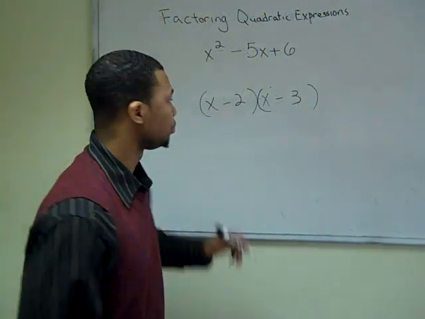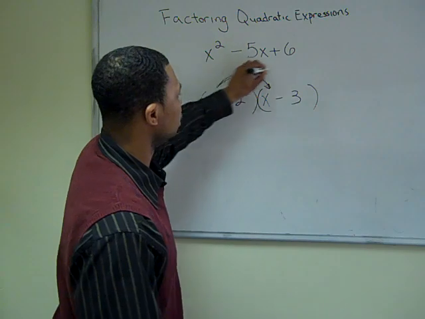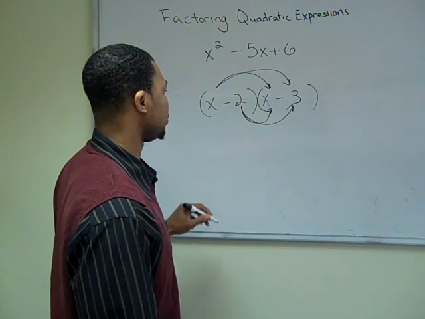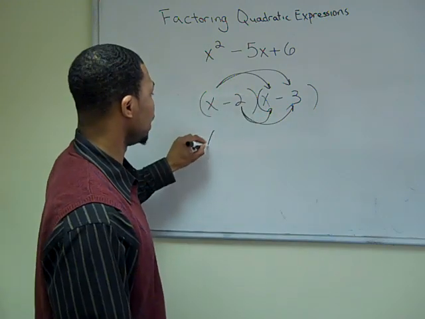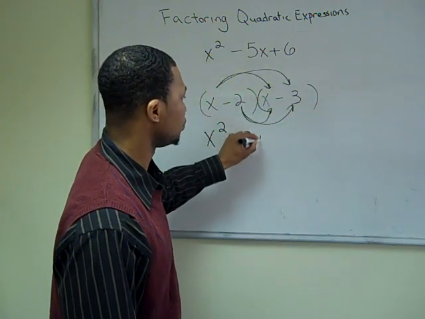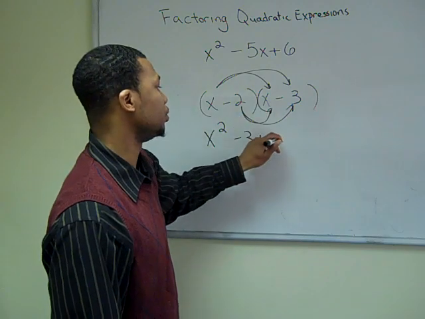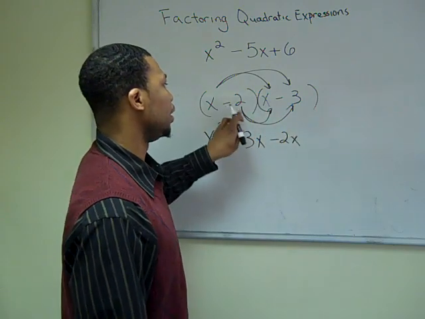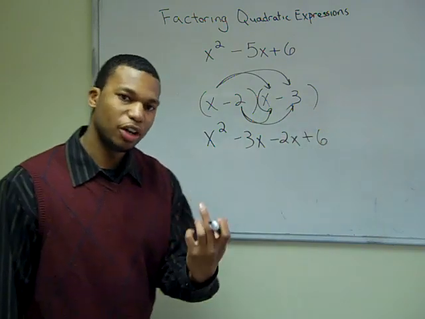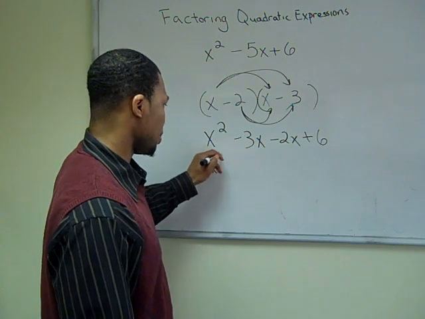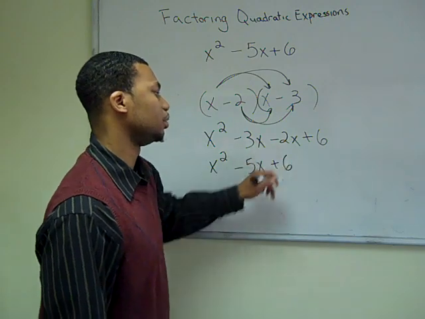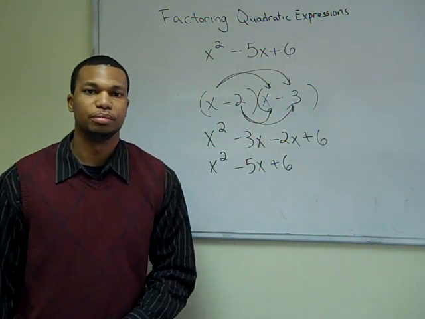Now let's check our answer. We multiply x times x, x times negative 3, negative 2 times x, and negative 2 times negative 3. So x times x is equal to x squared. X times negative 3 is equal to negative 3x. Negative 2 times x is equal to negative 2x. And negative 2 times negative 3 is equal to positive 6. If we combine our like terms, we get x squared minus 5x plus 6, which matches our original.